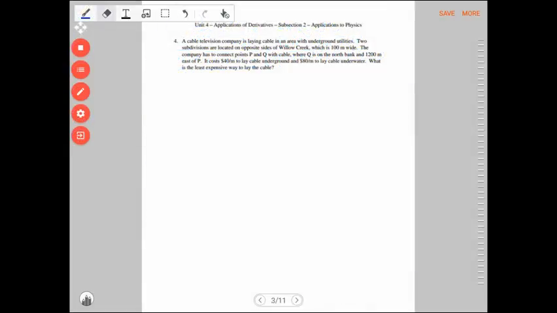Number 4. A cable television company is laying cable in an area with underground utilities. 2 subdivisions are located on opposite sides of Willow Creek, which is 100 meters wide. The company has to connect points P and Q with cable, where Q is on the north bank and 1,200 meters east of P. It costs $40 per meter to lay cable underground and $80 per meter to lay cable underwater. What is the least expensive way to lay the cable?